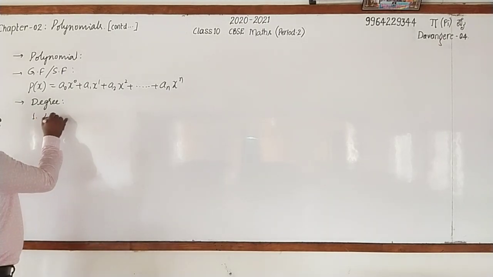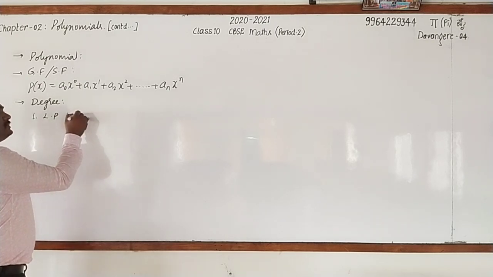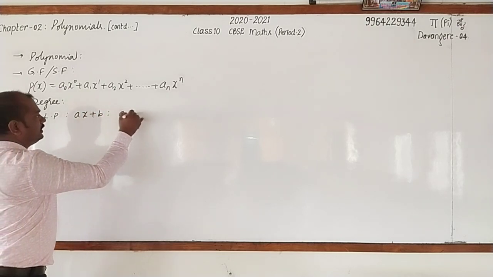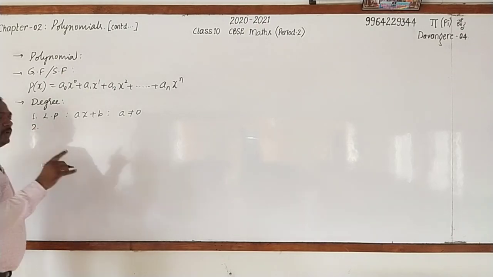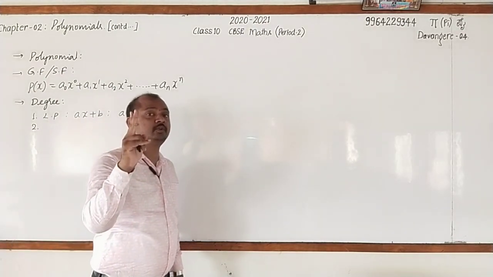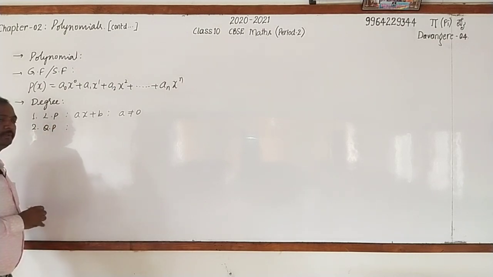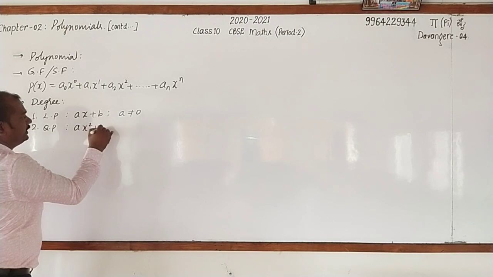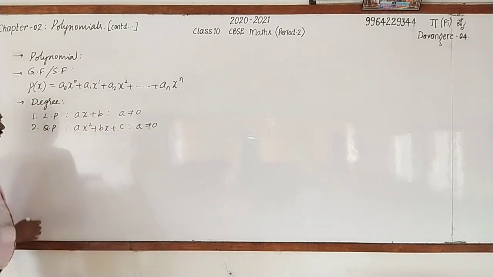Yes, you are right. It is a linear polynomial. Then what is its general form? It is ax plus b, where a is not equal to 0, right? Then what do you call the polynomial of degree 2? It is called a quadratic polynomial. General form, recall that: ax square plus bx plus c, where a is not equal to 0.